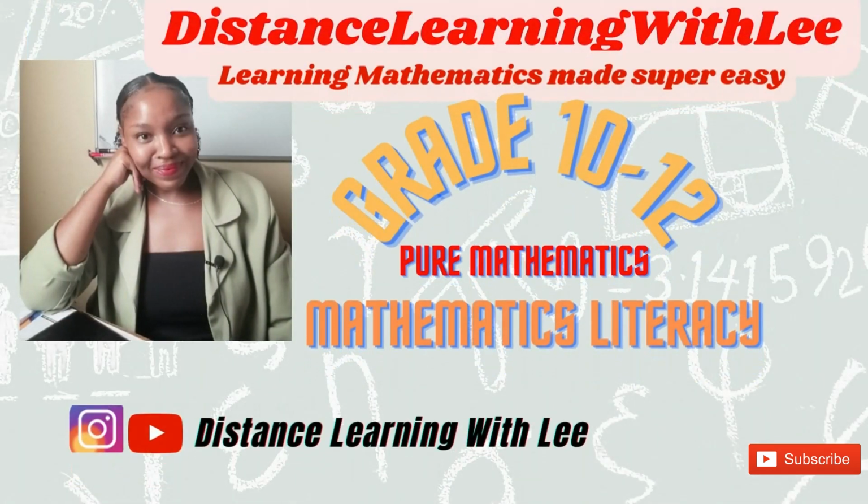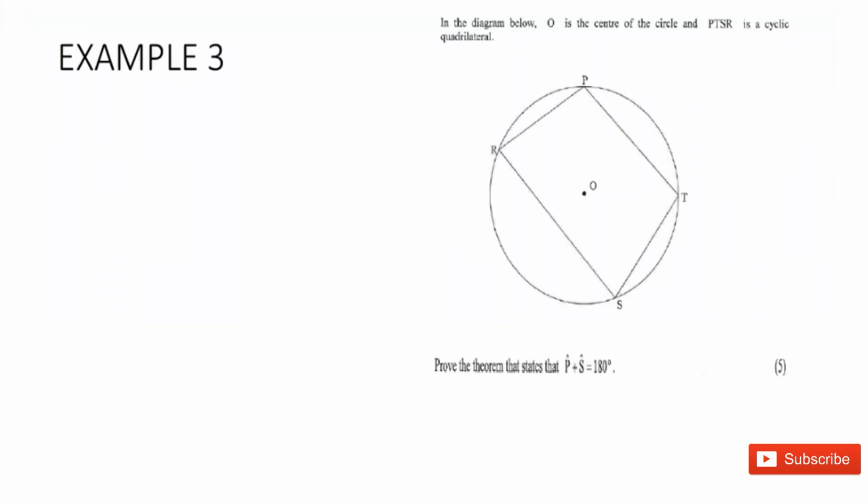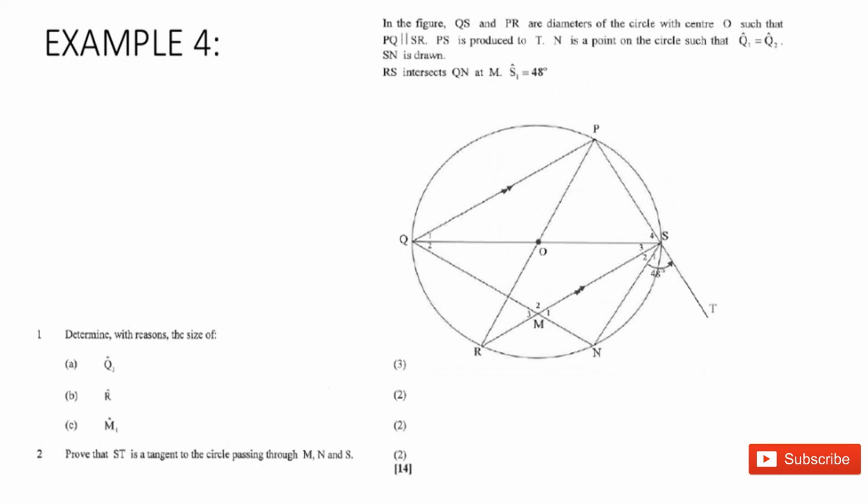On today's video tutorial, we are still going through the Euclidean geometry exam type questions, and we are going to be focusing on example 3, which asks us to prove that this shape is a cyclic quadrilateral. And we'll also be focusing on example 4, and example 4 tests to see whether we understand most of the Euclidean geometry theorems.